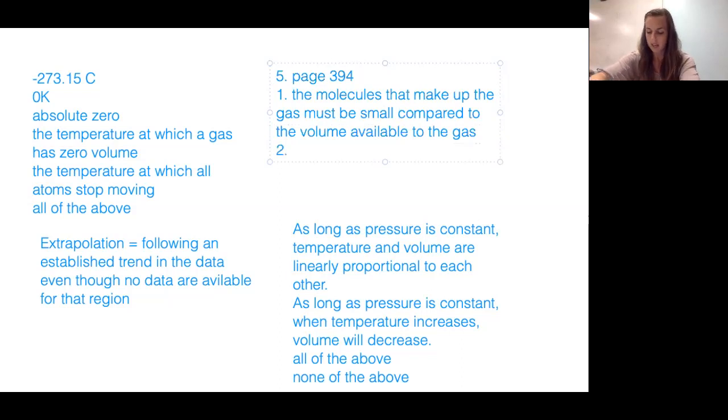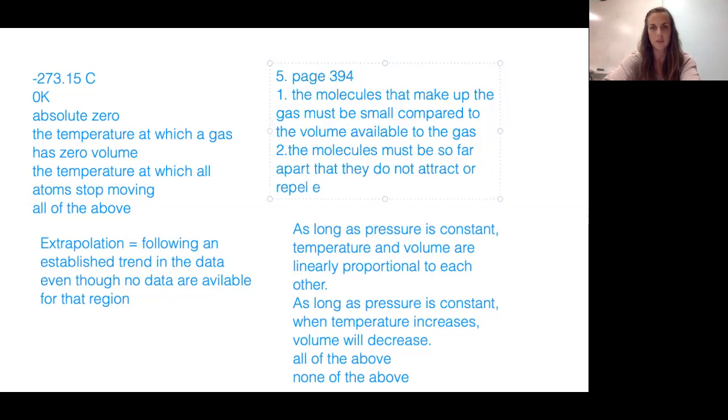The second property, the molecules must be so far apart that they do not attract or repel each other. And the third property is all collisions that occur must be elastic.